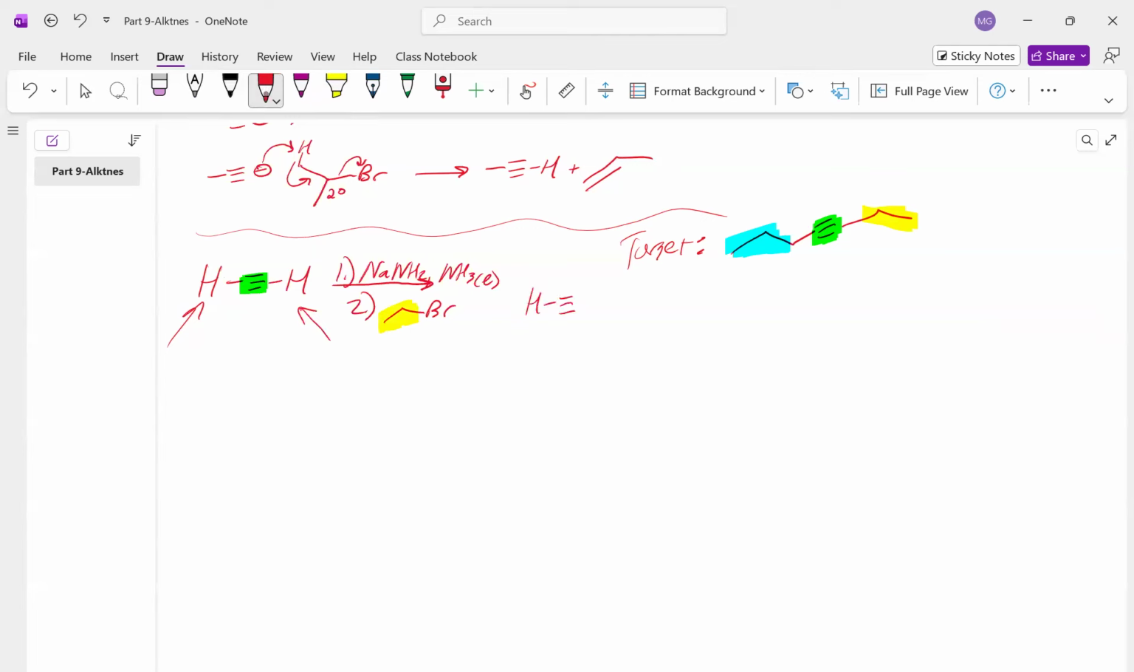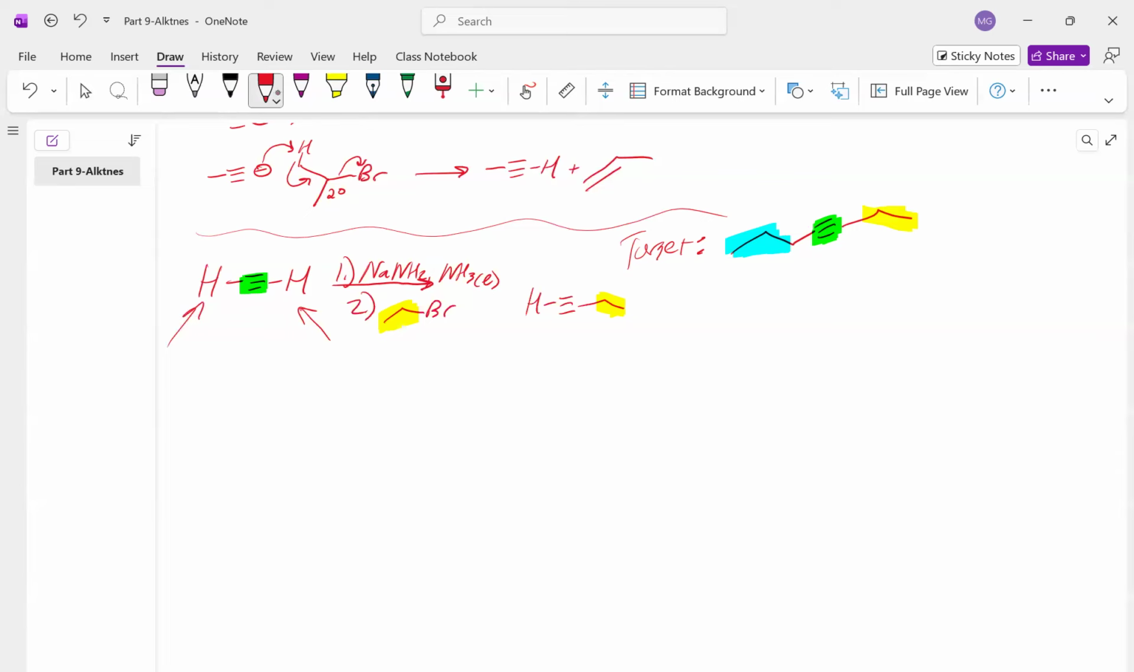The base will deprotonate the hydrogen. That acetylide ion will then react with the alkyl halide, and I put my 2-carbon group on first. Again, it doesn't matter which one you put on first. You just have to do them separately. You can't just throw a whole bunch of base in and throw all your alkyl halides in, because then you're going to get a whole bunch of unwanted side reactions.